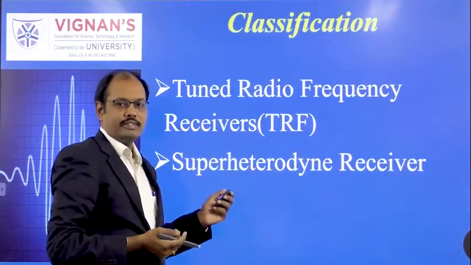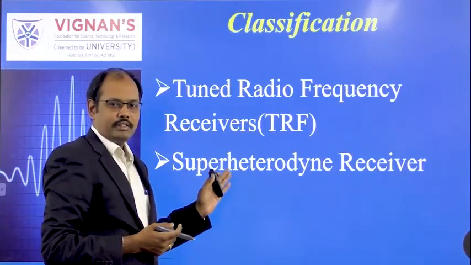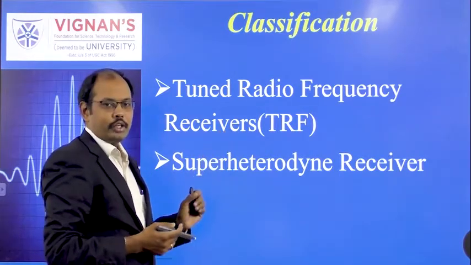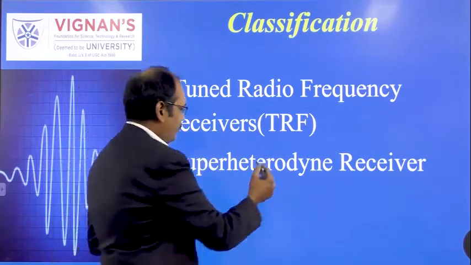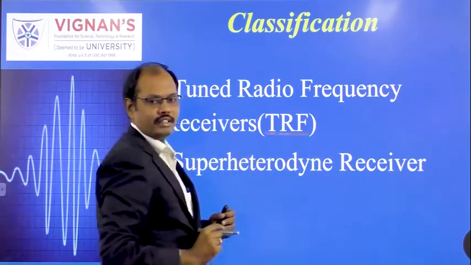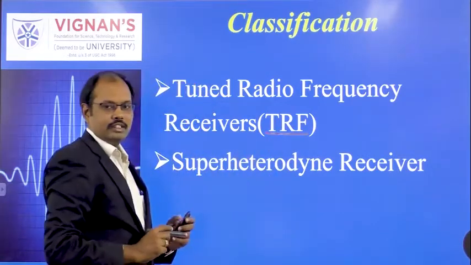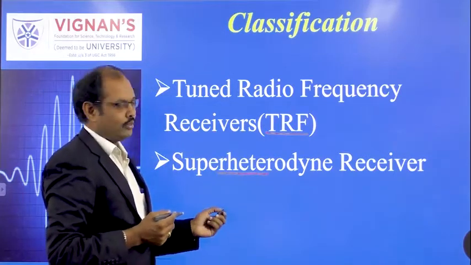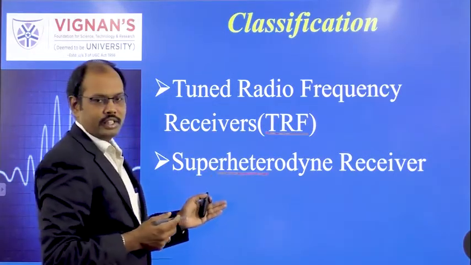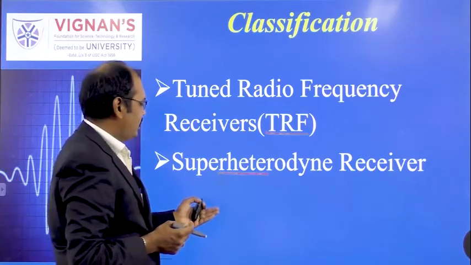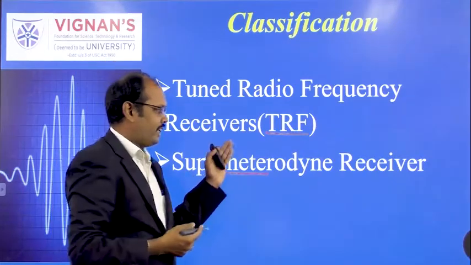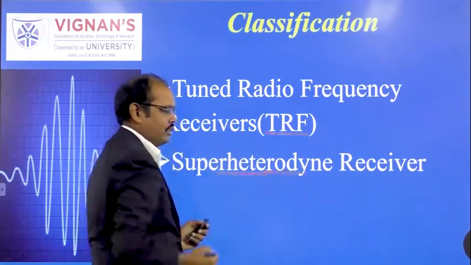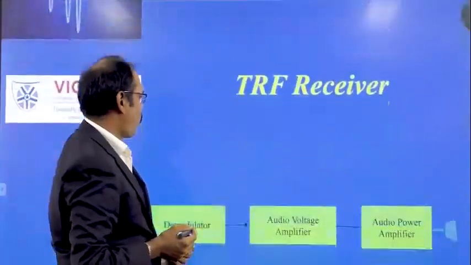So coming to the classification, as I told, receivers will be classified into two types. One is a tuned radio frequency receiver, normally we will be calling it a TRF receiver, and the second one is a superheterodyne receiver. We will discuss one by one. Normally we will be using a TRF receiver. There are many disadvantages in the TRF receiver which will be overcome by using the superheterodyne receiver.